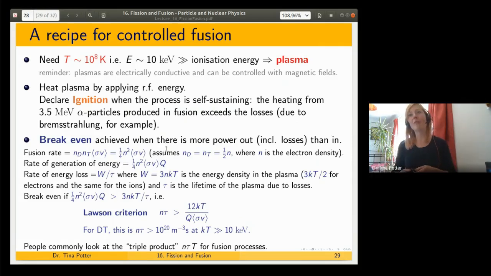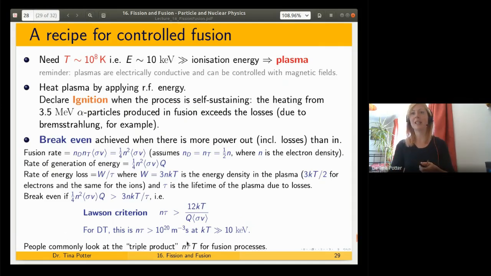But what we haven't been able to do is to break even. It's not just about the heating of the plasma. There's more power out than we're actually putting in, including all of these losses, for example, from Bremsstrahlung. So for this, we're going to need to understand the fusion rate and the energy loss, and we're going to need the generation of energy to be larger than everything that we're putting in there. So commonly people look at the triple product for this.